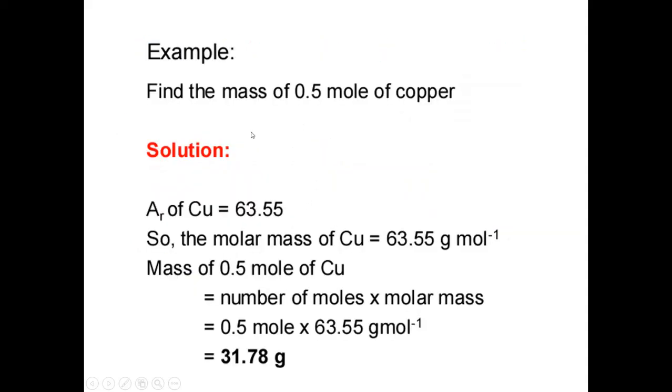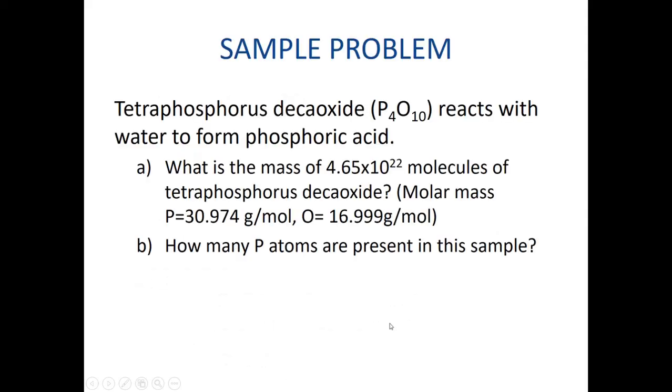Okay, for example here, find the mass of 0.5 mole of copper. So the molar mass of copper is 63.55 gram per mole. To find the mass, you need to multiply by the mole: 0.5 times 63.55. Then you cancel the unit mole and mole, and you get the unit gram, which refers to the mass.